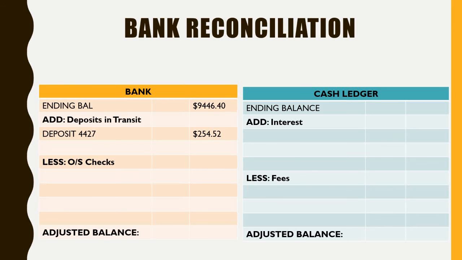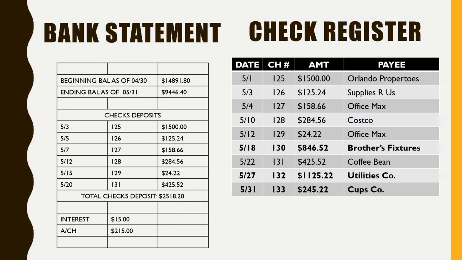Okay? So next is going to be the outstanding checks. This is where you're going to compare your bank statement with your check register. Again, the check register is a list of all the checks you've written out, with all the dates. In this case, I wrote check number 125, 126, 127, 128, 129, 130, 131, 132, and 133. I wrote a total of all those checks.